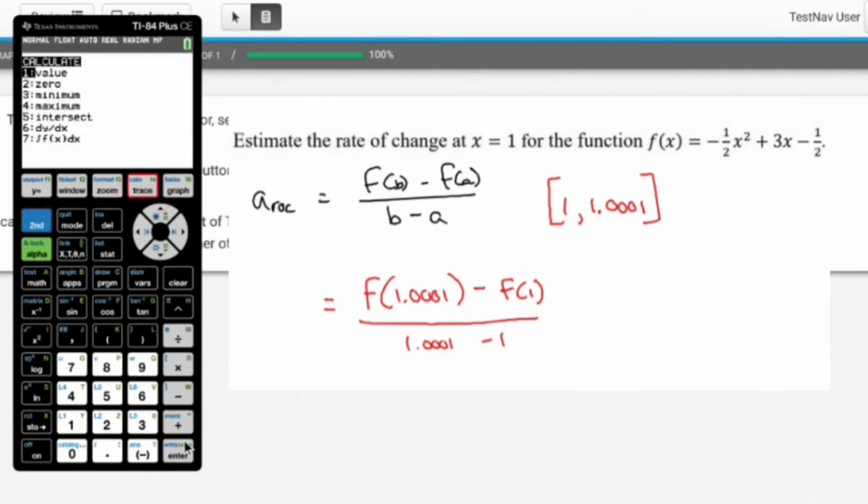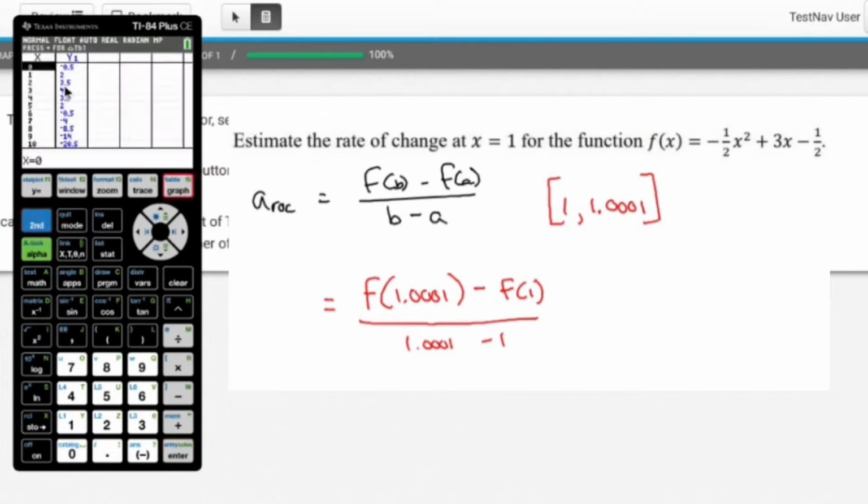I'm going to use this to find the value of 1.0001 by hitting enter and then typing out 1.0001. Hit enter on that, and that gives me 2.0002. Okay. Now, if you remember from the problem, we said that we're going to do f of 1.0001, which is that, minus f of 1. So what's an easy way of finding out what f of 1 is? Go to second table, and there's f of 1.